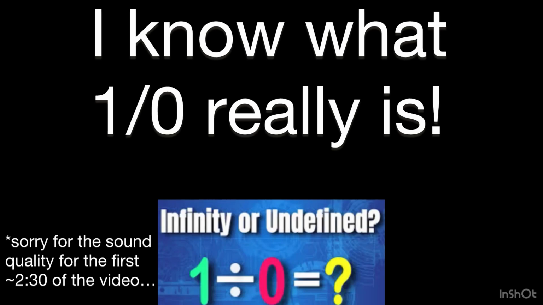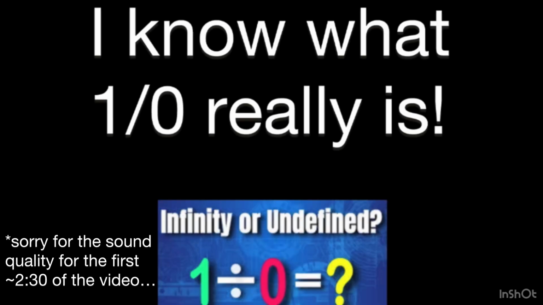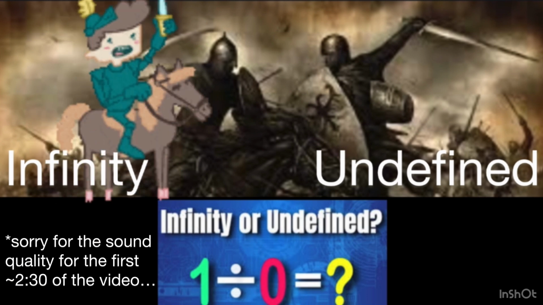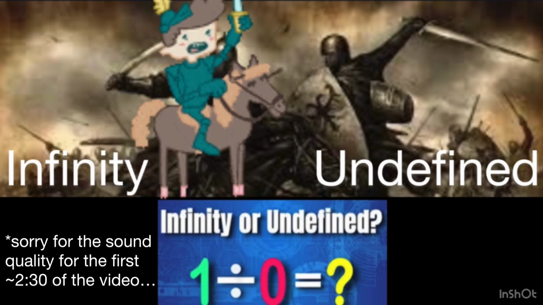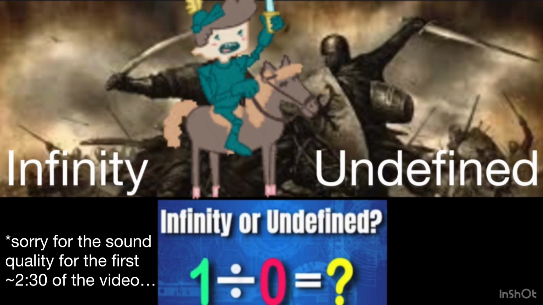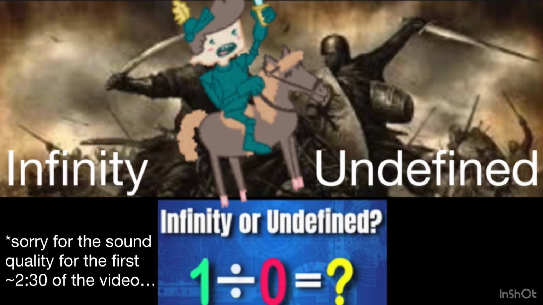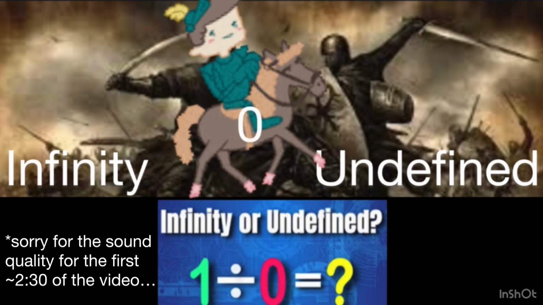I know what 1 divided by 0 really is. As infinity and undefined battle over which one it is, another warrior comes into the fight. It is none other than the mighty number 0. But how is this the case? We know that 0 times anything is 0, especially 0. So, how and why?